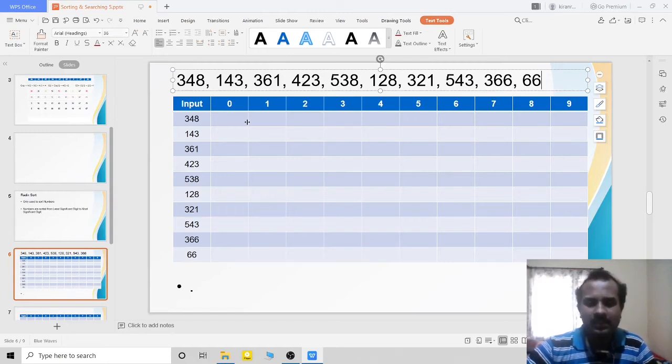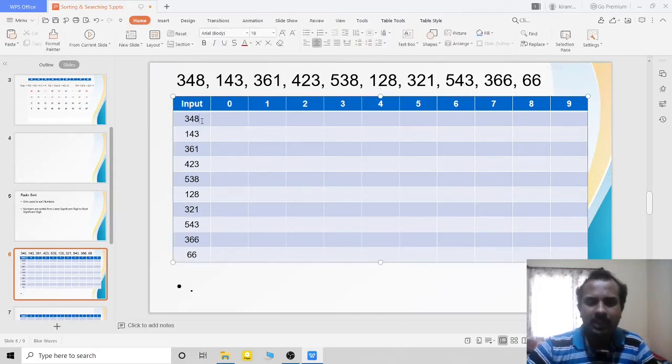Okay, how it is given? Input like that one. Now check the unit number and write it in that particular place. For example, 348, right? So at the first time you have to check the unit place number. So 348 will be written in this place. Then I have the 143. What is the unit place? 3 is my unit place. So I am going to write it here.